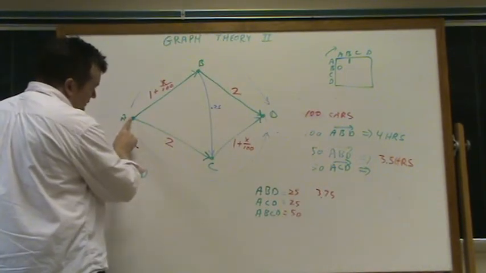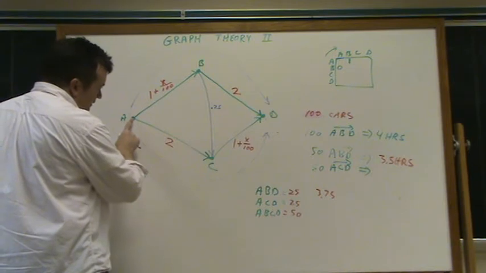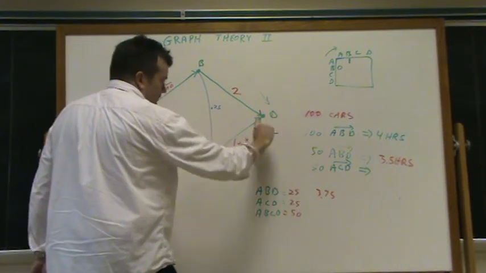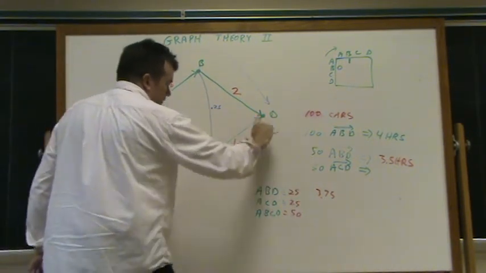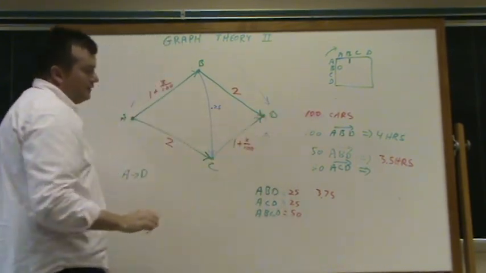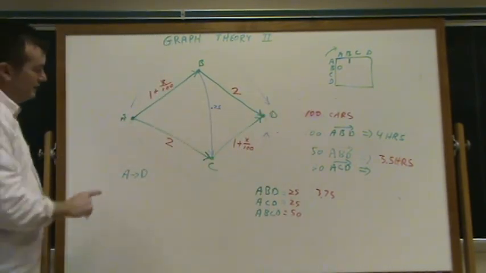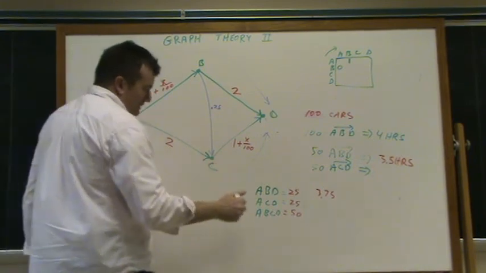25 cars. So yeah, also 25 cars are going this way, and 50 cars are going this way. So 75 cars go along here. So that would be the same. Yeah, so this path is 3 hours and 75.